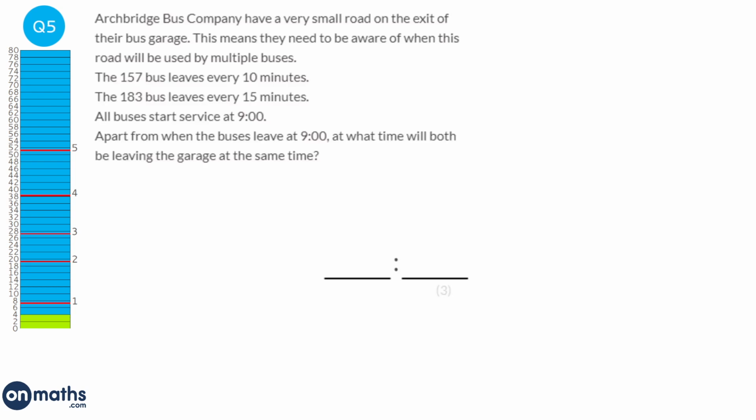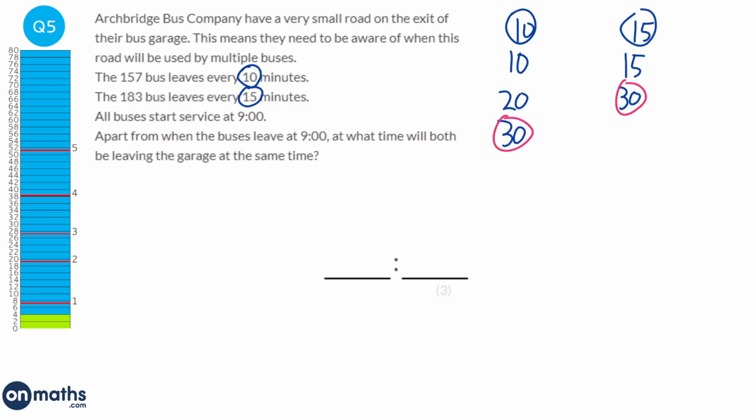To answer this question, we need to find the lowest common multiple of the 10 minutes here and the 15 minutes here. So we start by doing the 10 and 15 times tables. It would be 10, 20, 30, and the 15 times table, 15 and 30. So the lowest common multiple is 30. After half an hour, these buses will sync up. They'll both leave at the same time. And all buses start service at 9 o'clock, so it will be half an hour after 9 o'clock, which will be 9:30.